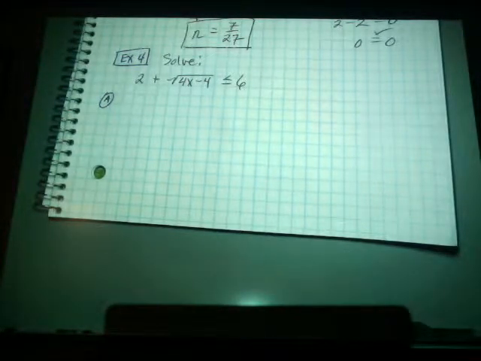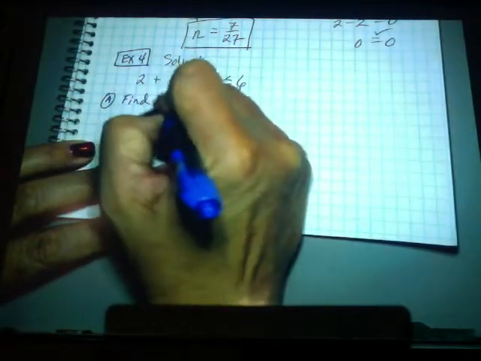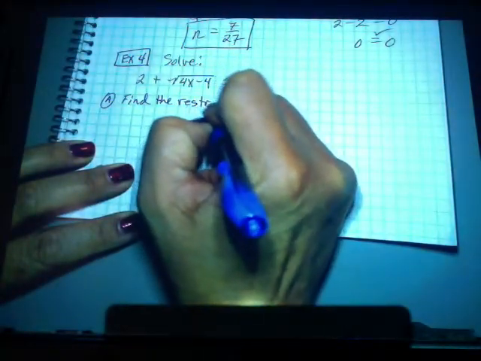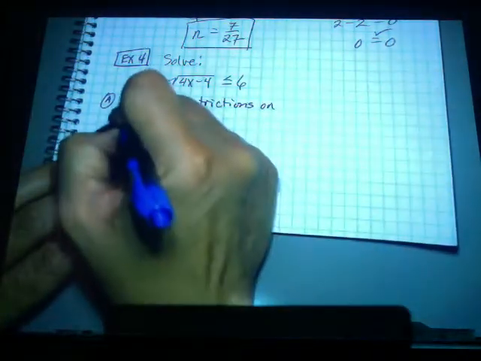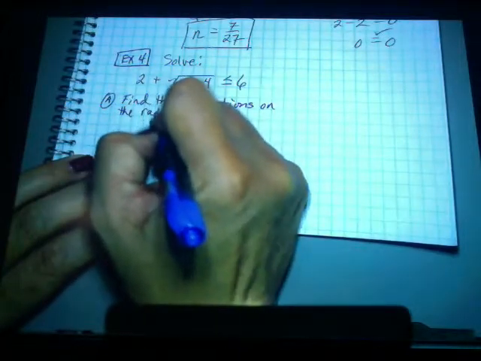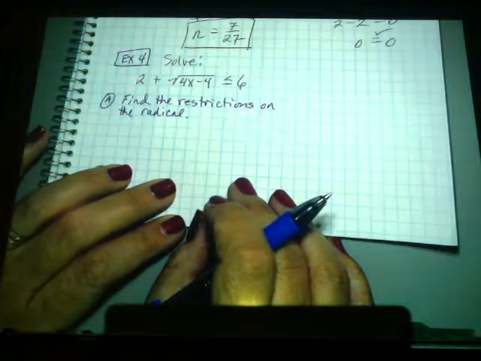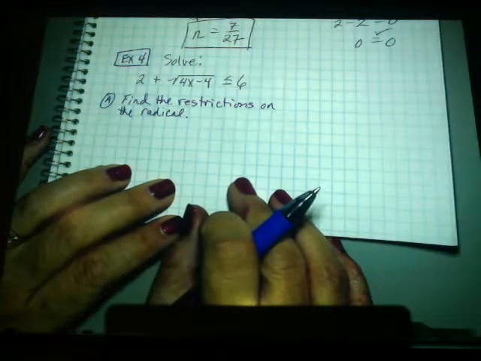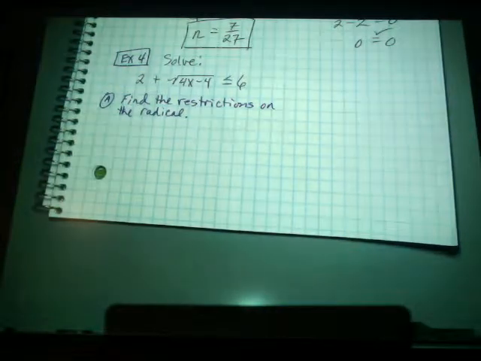So we have to find restrictions on the radical itself. And I'm going to be a little lenient with this because you're kind of brand new to this. The very first thing you have to do is find the restrictions on the radical. What do I mean by find the restrictions on the radical? What does that radical have to turn out to be? We can only take the square root of what kind of numbers?